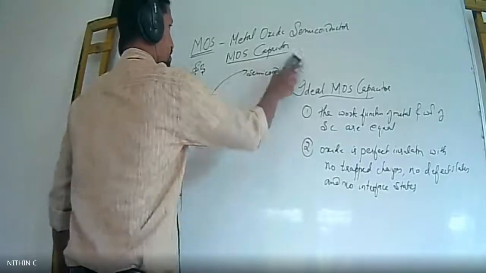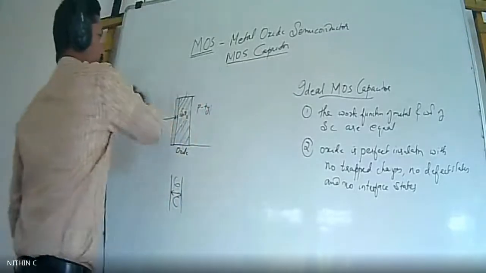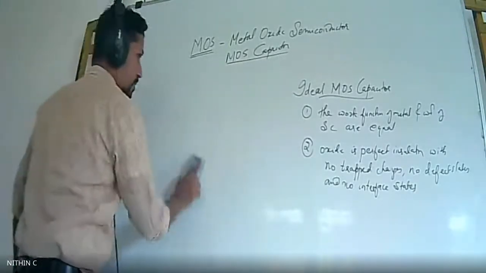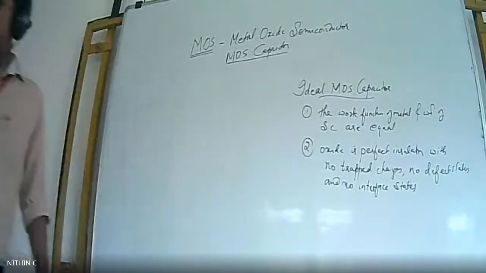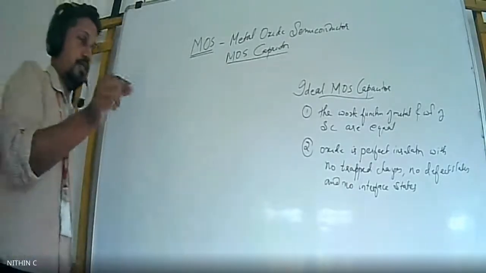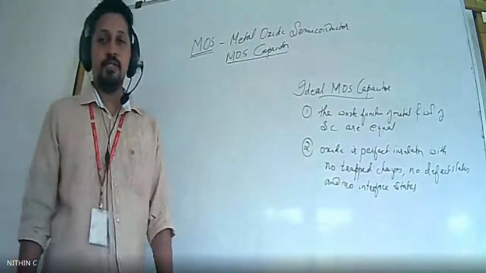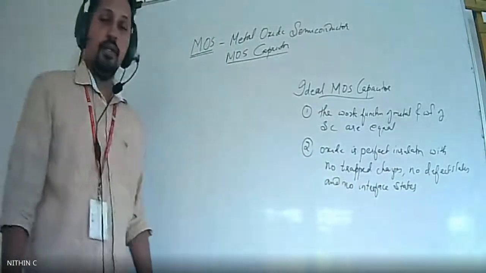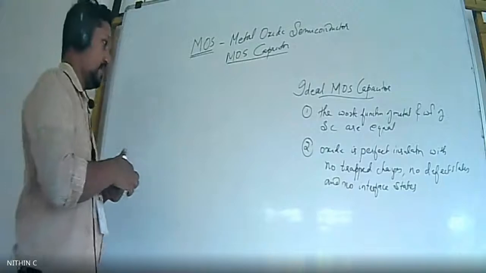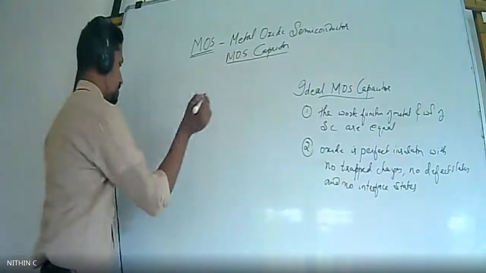First, the work function of the metal and the work function of the semiconductor should be equal. Second, the oxide layer which lies between the metal and semiconductor should be a perfect insulator with no trapped charges, interface states, or defect states. So I'm going to draw the energy band diagram of an ideal MOS capacitor.